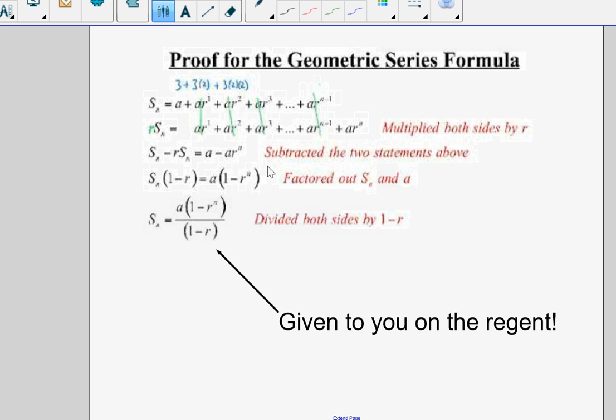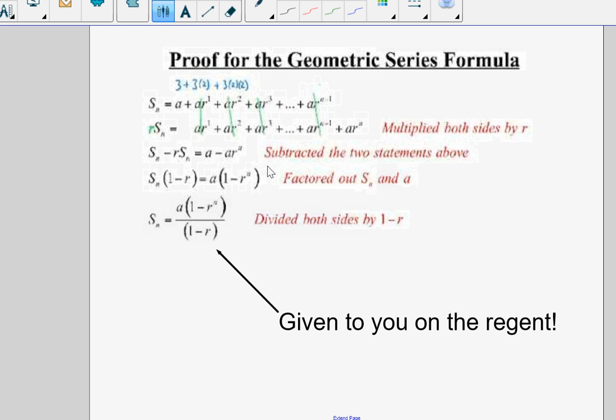You don't have to know this proof, but I'm going to put it up in the background while I talk for a minute because it's something interesting to look at, but it will result in that series formula, which is given to you on the Regents. You can always use sigma to find the sum of a set of terms. So in theory, you could always use sigma instead of this series formula.